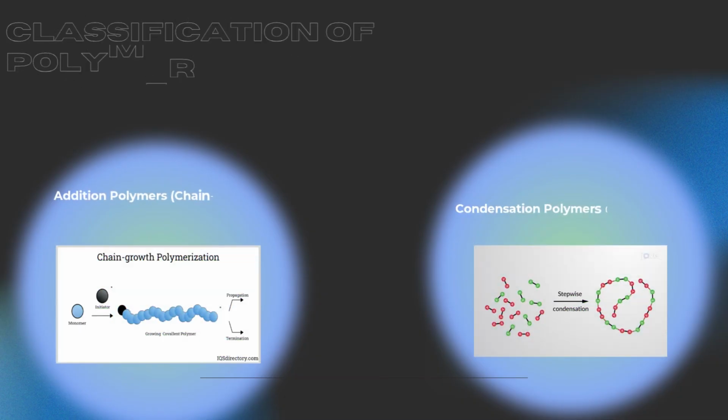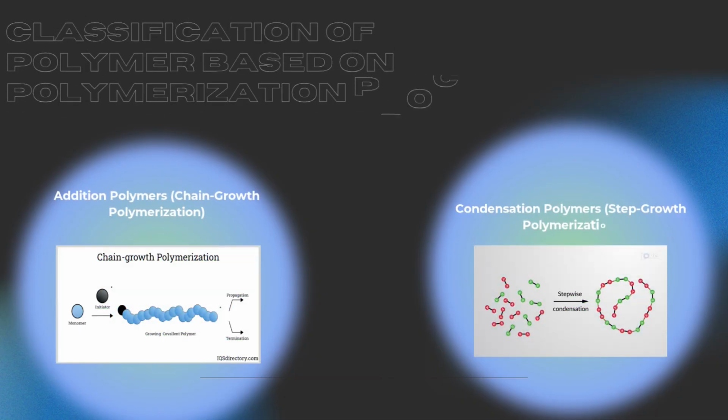Now I'm going to present about classification of polymer based on polymerization process. We have two types of process, which are addition polymers, chain growth polymerization, and condensation polymers, step growth polymerization. I'm going to talk about addition polymers first. Addition polymers, chain growth polymerization, are a type of polymer formed when monomers with double bonds, usually alkenes, add together without the loss of any small molecules.